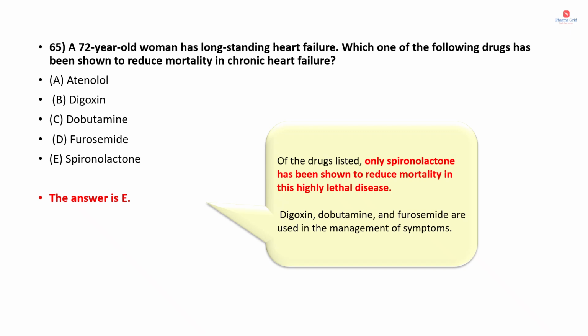Of the drugs listed, only spironolactone has been shown to reduce mortality in this highly lethal disease. Digoxin is an inotropic agent as well as a cardiac glycoside. Then dobutamine and furosemide are used in the management of symptoms. Okay, so the remaining options have not been shown to reduce the mortality in chronic heart failure. Only spironolactone has been shown to reduce mortality in this long-standing heart failure or chronic heart failure.